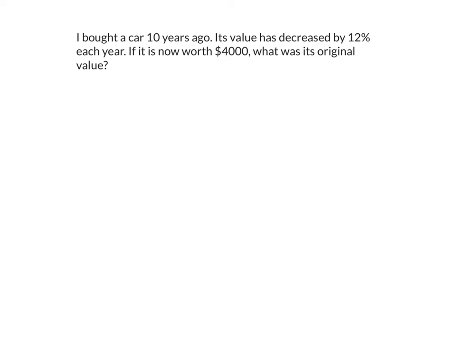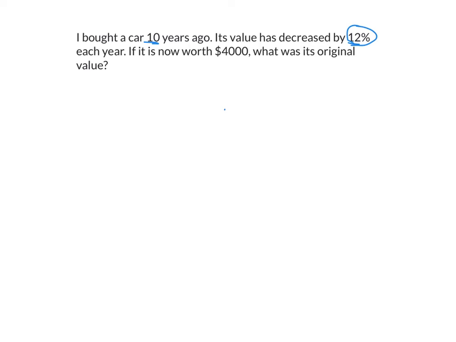Bought a car 10 years ago, value decreased by 12% each year, now worth $4,000, and we're going to calculate its original value. I don't want anyone thinking, oh, 10 times 12 is 120%, so the value must have decreased by 120%. No. This is exponential decay because the value is going down by the same percent each year, which means the actual amount by which the car is valued each year is decreasing at a decreasing rate. So if it loses like 5,000 in the first year, it's going to lose less than that in the second year. So how would we actually solve it?